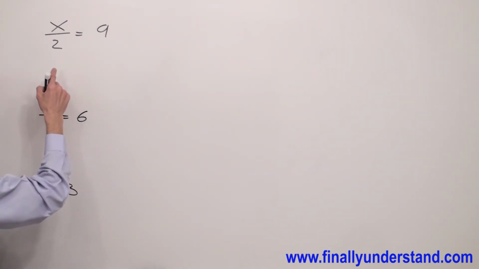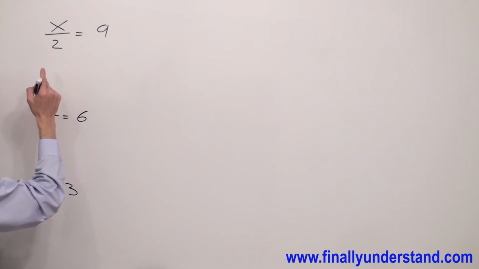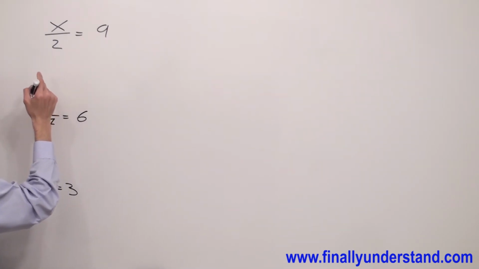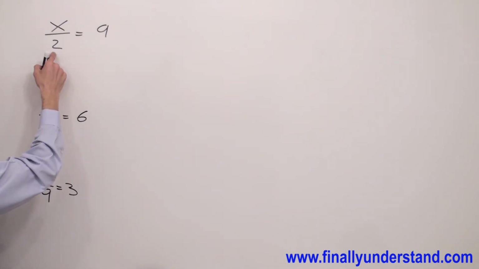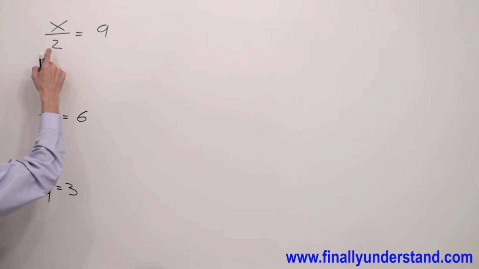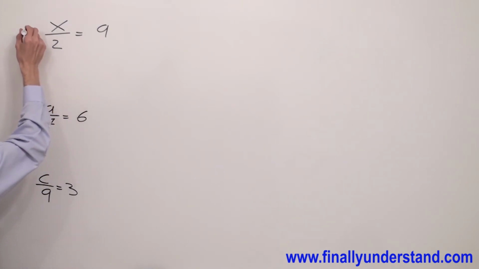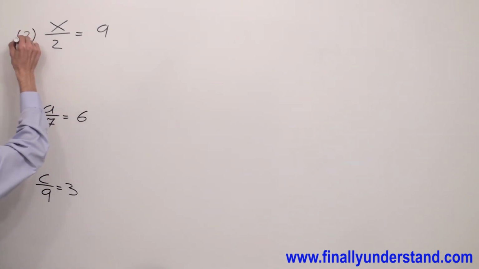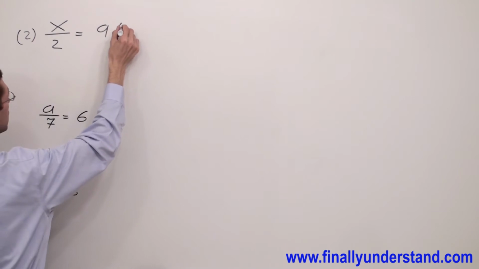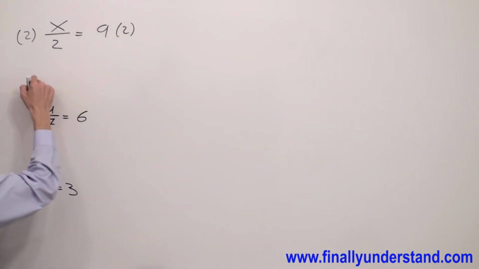Okay? Remember, anytime you try to eliminate the fraction, you have to multiply both sides of the equation by the denominator. Remember, always by the denominator. No matter what you are going to look for, you have to multiply always by the denominator. So I am going to multiply the left side by 2 and the right side by 2.